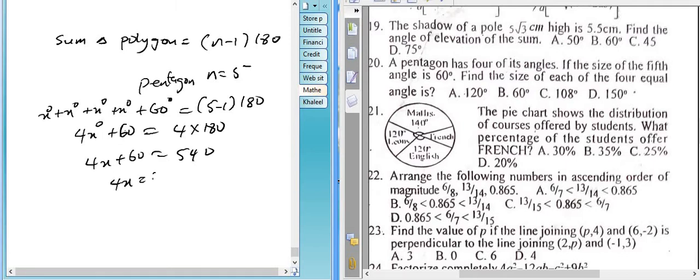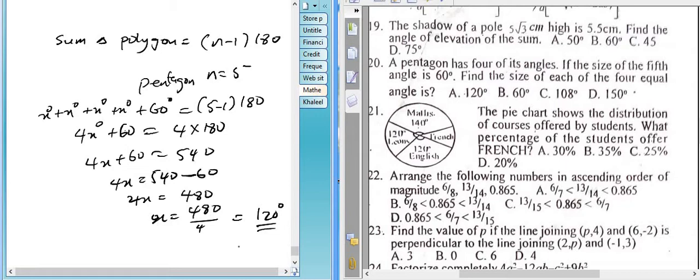Therefore 4x is equal to 540 minus 60 degrees. Then 4x is equal to 480. Then x is equal to 480 over 4, which is equal to 120 degrees. So each of the 4 angles is going to give you 120. The correct option is option A, which is 120.